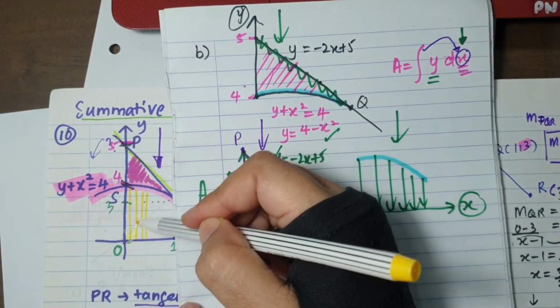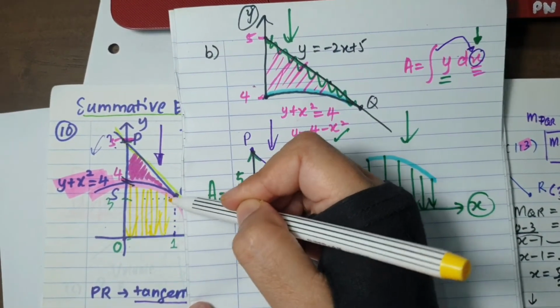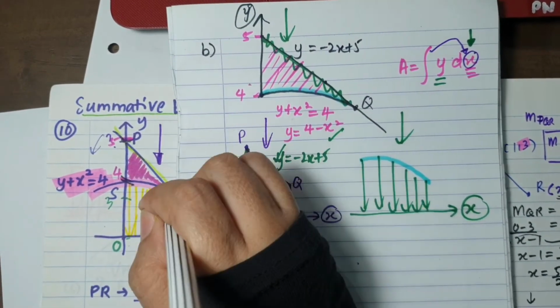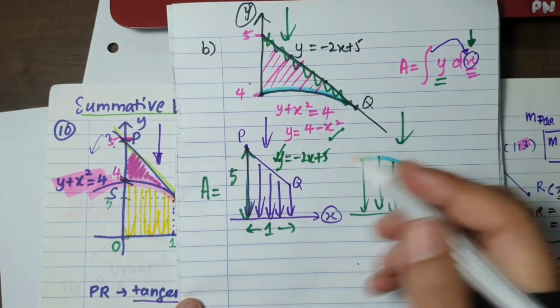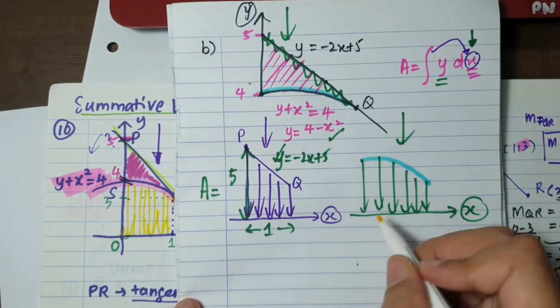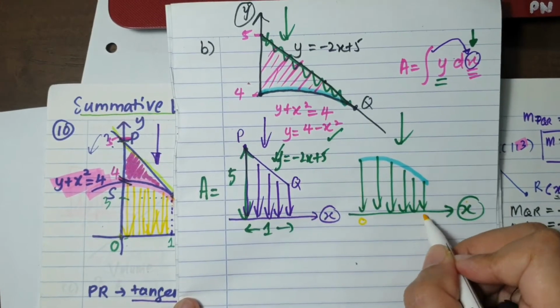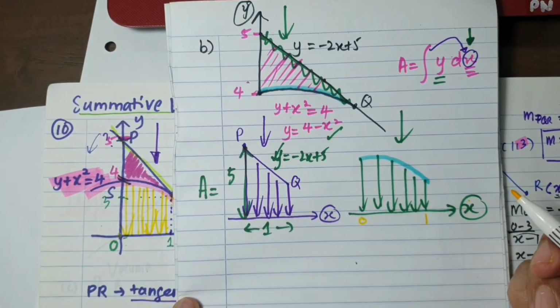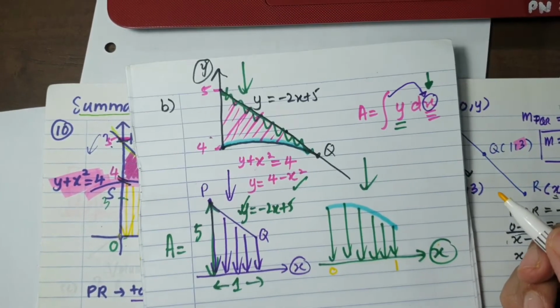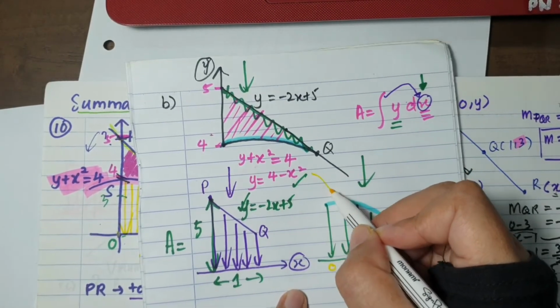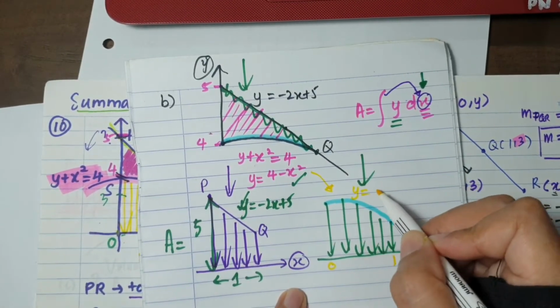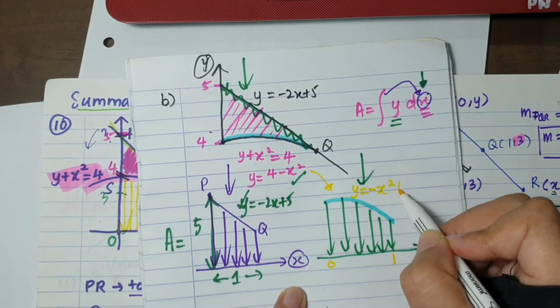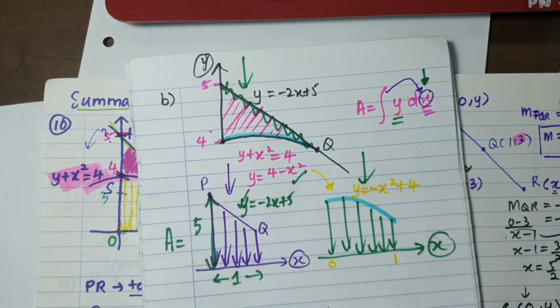Under the curve. Under. Sampai sini je lah. Sebab kita ambil sampai sini saja. So, here, on the x-axis, here 0. Here 1. And what is the equation of the curve? Equation of the curve is this equation. Y equals negative x squared plus 4. Ini tadi.